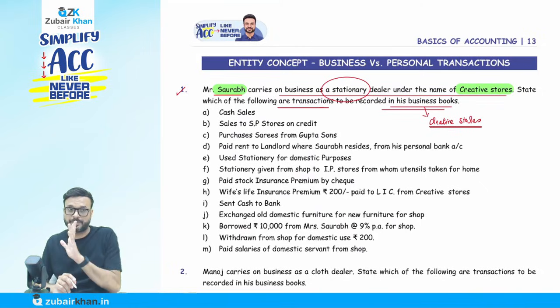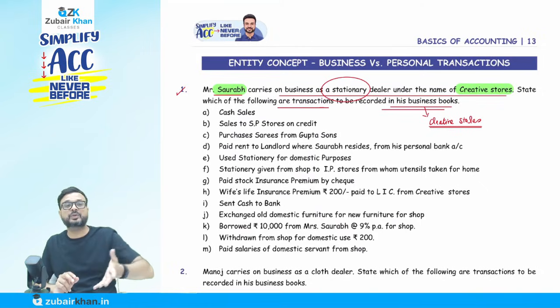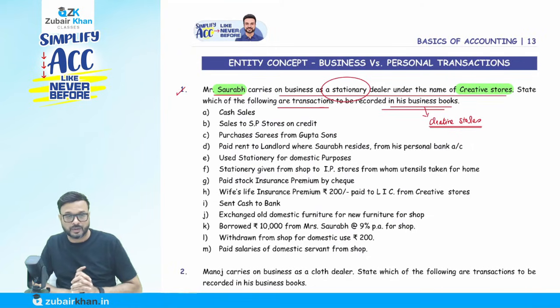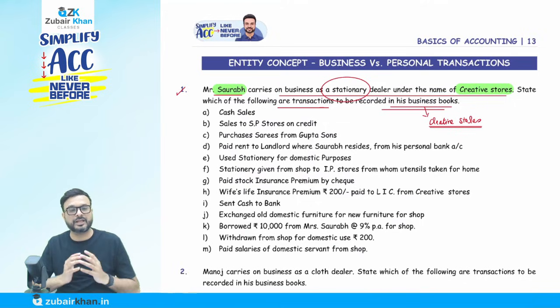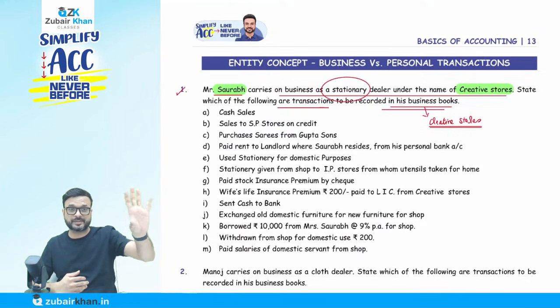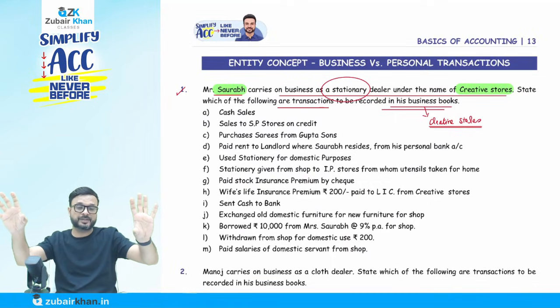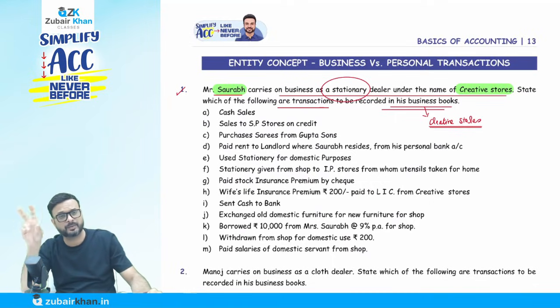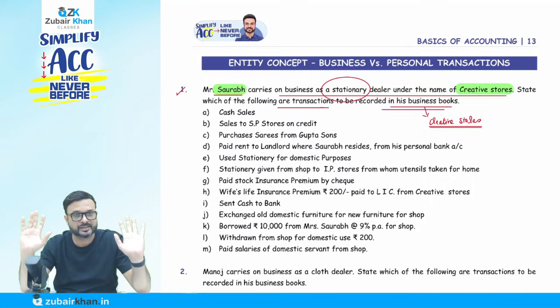So we will read from point number A to M, and we'll discuss which item should be recorded in the books of business. Even though they have not asked in the question, we'll make one more column for the owner also. We'll read each transaction and decide in whose books of account it is going to be recorded, whether in the books of the owner, Creative Stores, or both. We'll discuss all of them in detail.